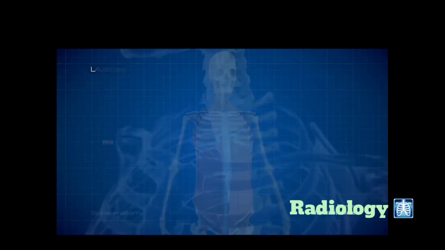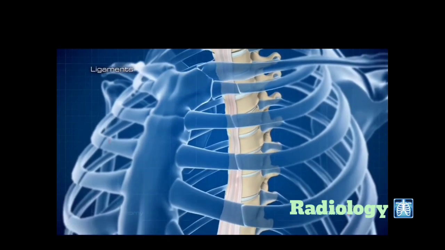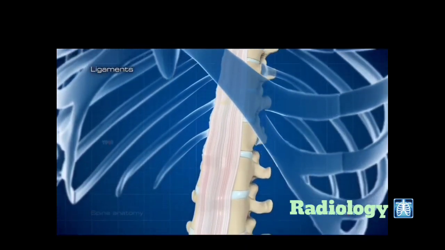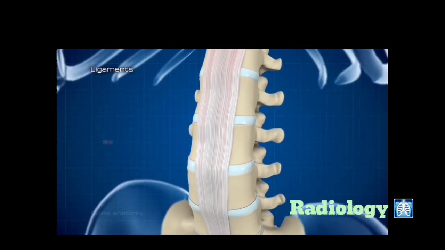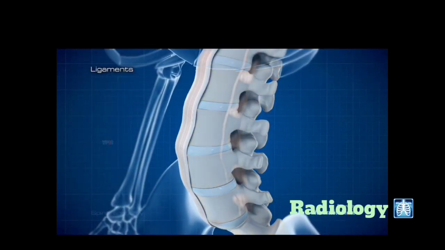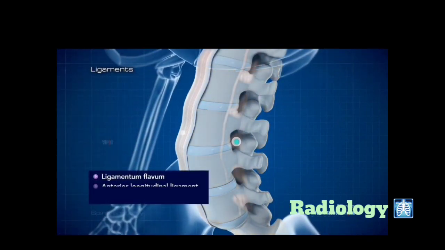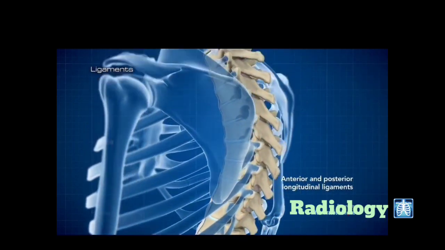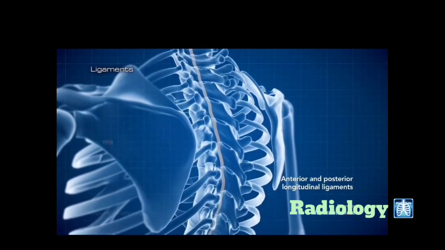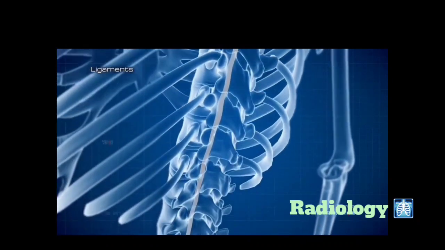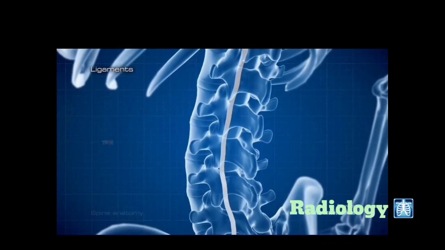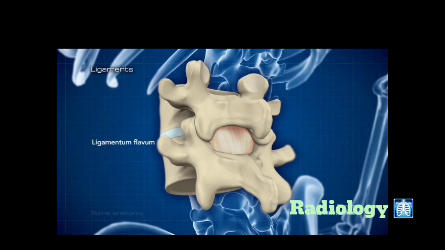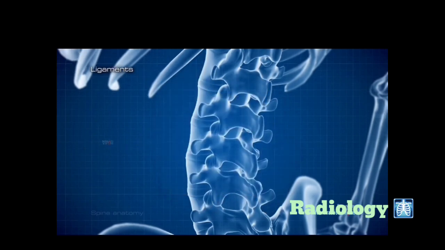Ligaments. Spinal ligaments are strong fibrous bands that stabilize and hold the vertebrae in place. The major ligaments are the ligamentum flavum, anterior longitudinal ligament, and posterior longitudinal ligament. The anterior and posterior longitudinal ligaments are continuous bands that run from the top to the bottom of the spinal column along the vertebral bodies. And the ligamentum flavum attaches one lamina to the other. These ligaments function to maintain the alignment of the vertebrae.